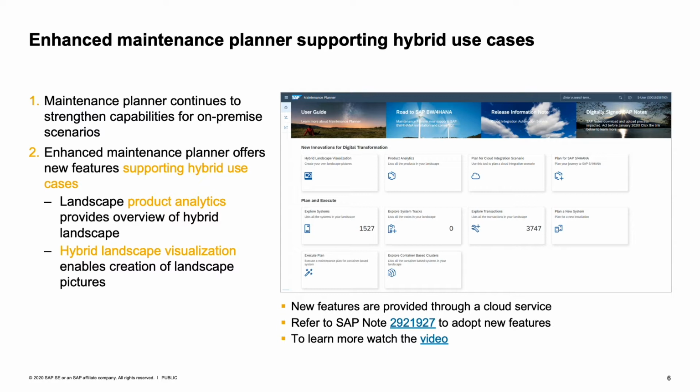As I mentioned, the product analytics functionality in Maintenance Planner provides easy overview of your hybrid landscape. The second key feature is the ability to visualize the landscape, which means you can paint a picture of connected systems. You can analyze your landscape and trigger any kind of planning activities.